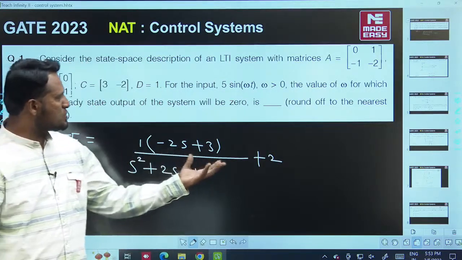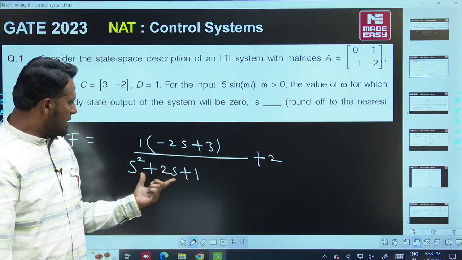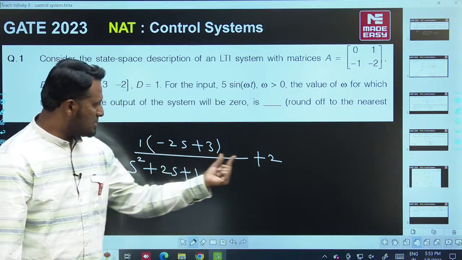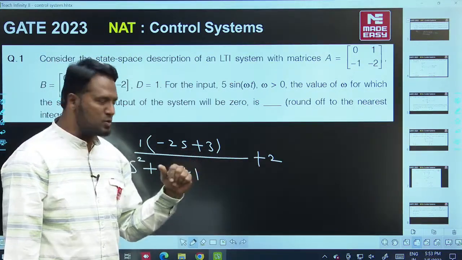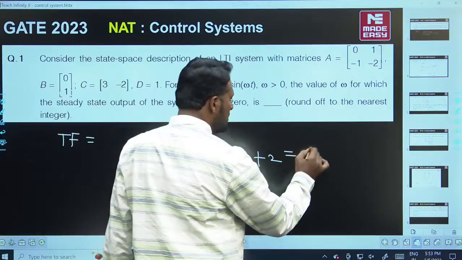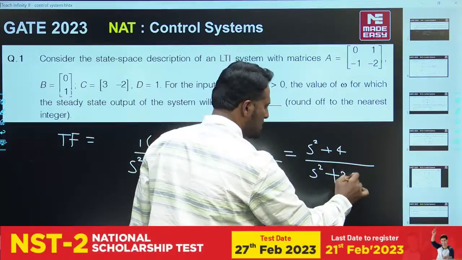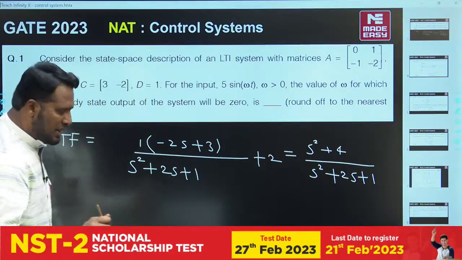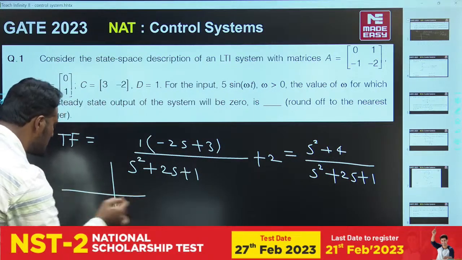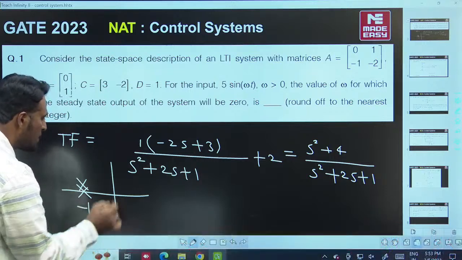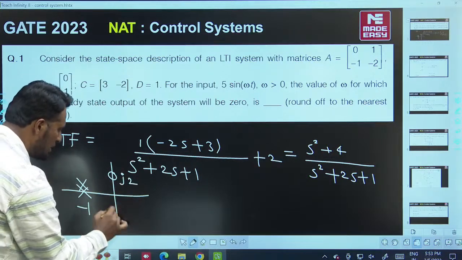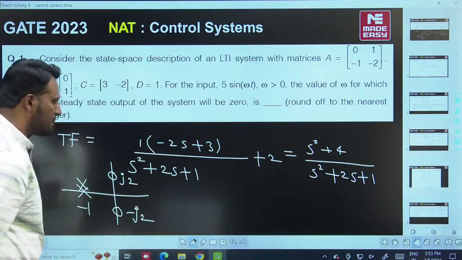Right. This is the transfer function. This is the A matrix, this is the B matrix, this is the C matrix, this is the D matrix. Directly this becomes a transfer function, which upon solving becomes (S square plus 4) upon (S square plus 2s plus 1). Writing the pole-zero pattern, this system has two poles at minus 1 and zeros at j2 and minus j2.